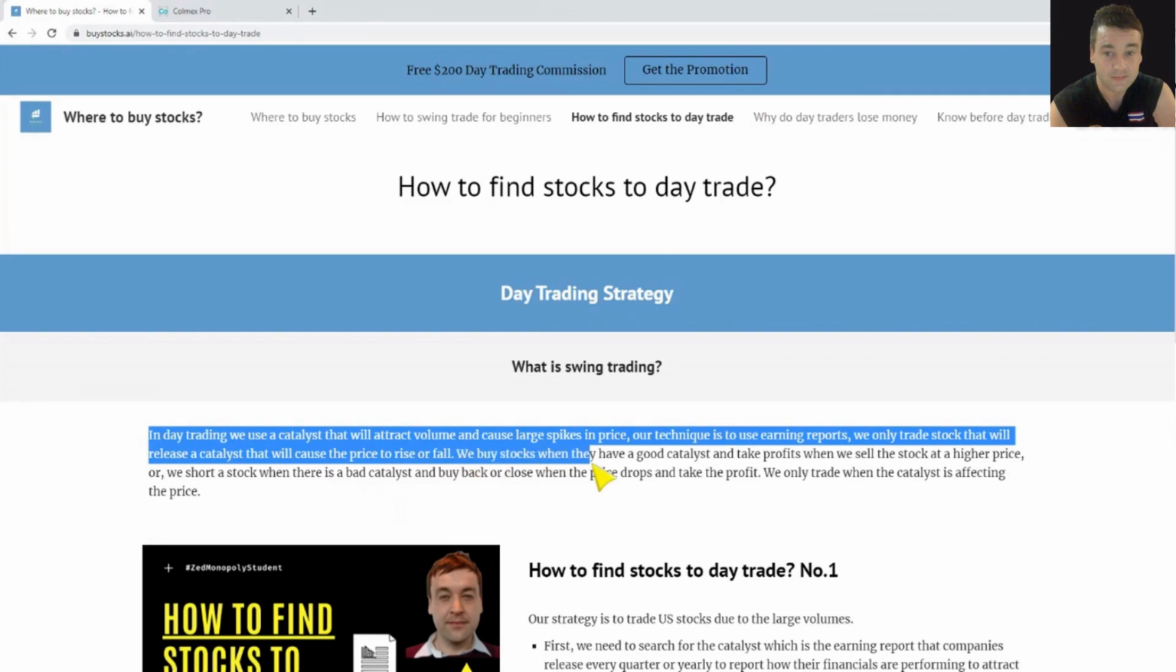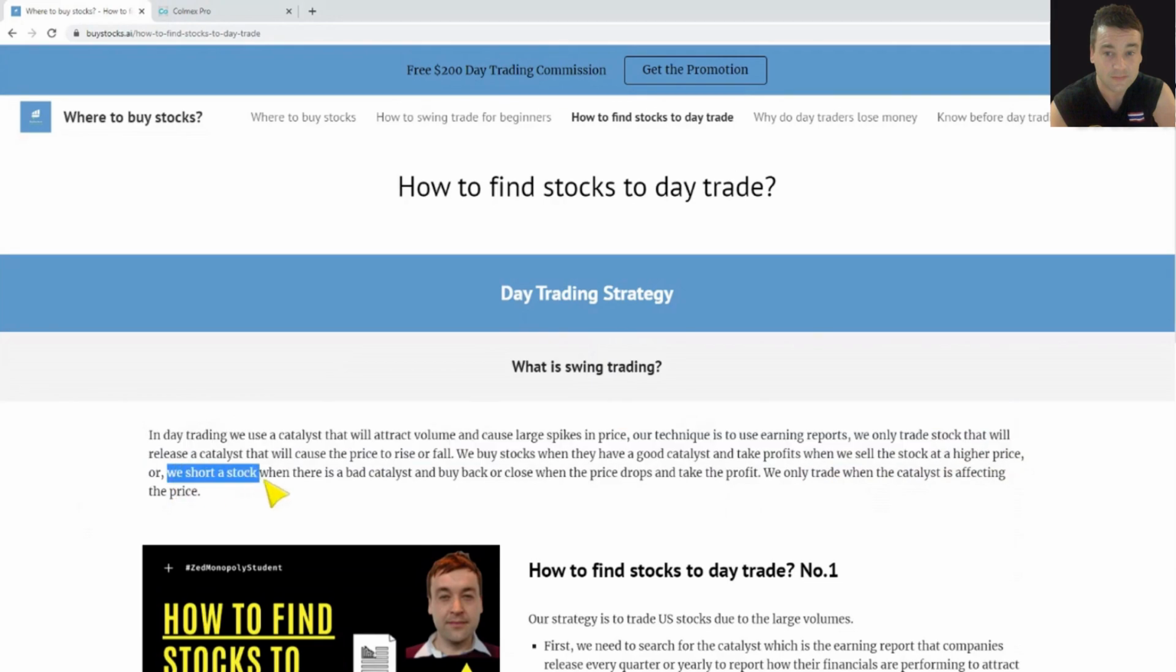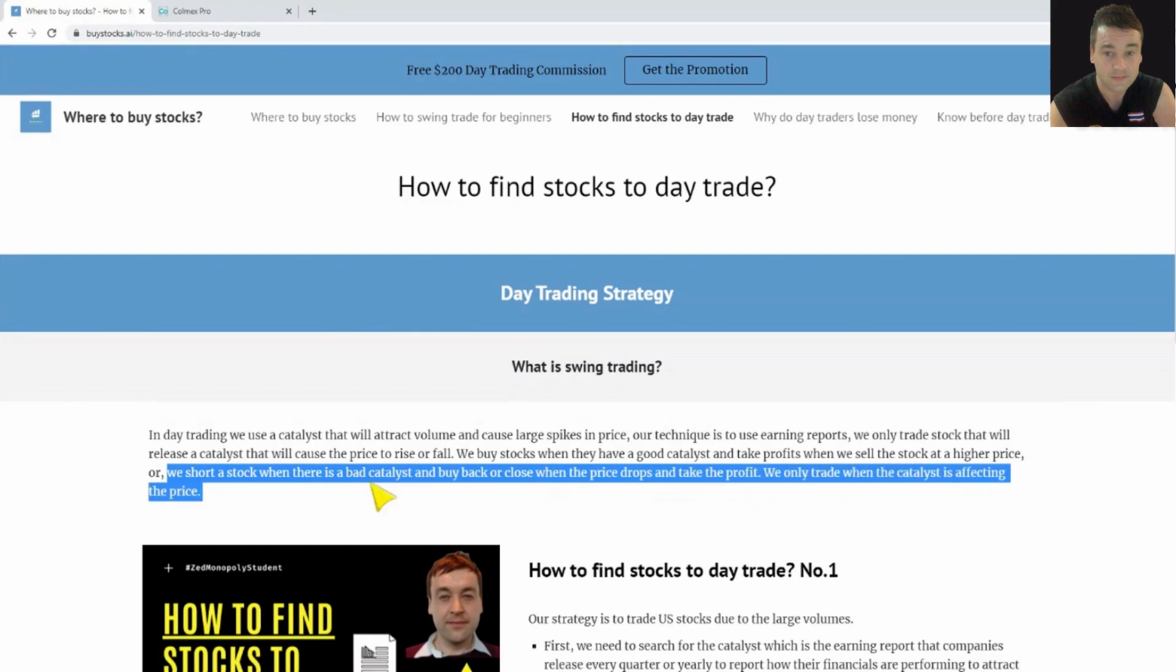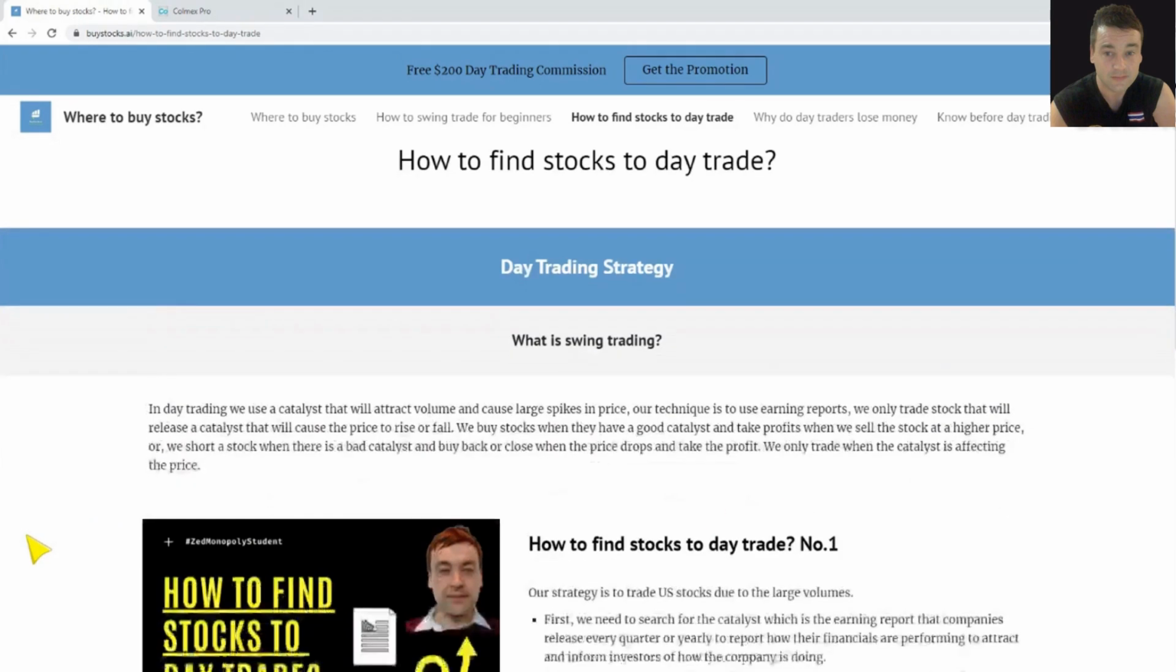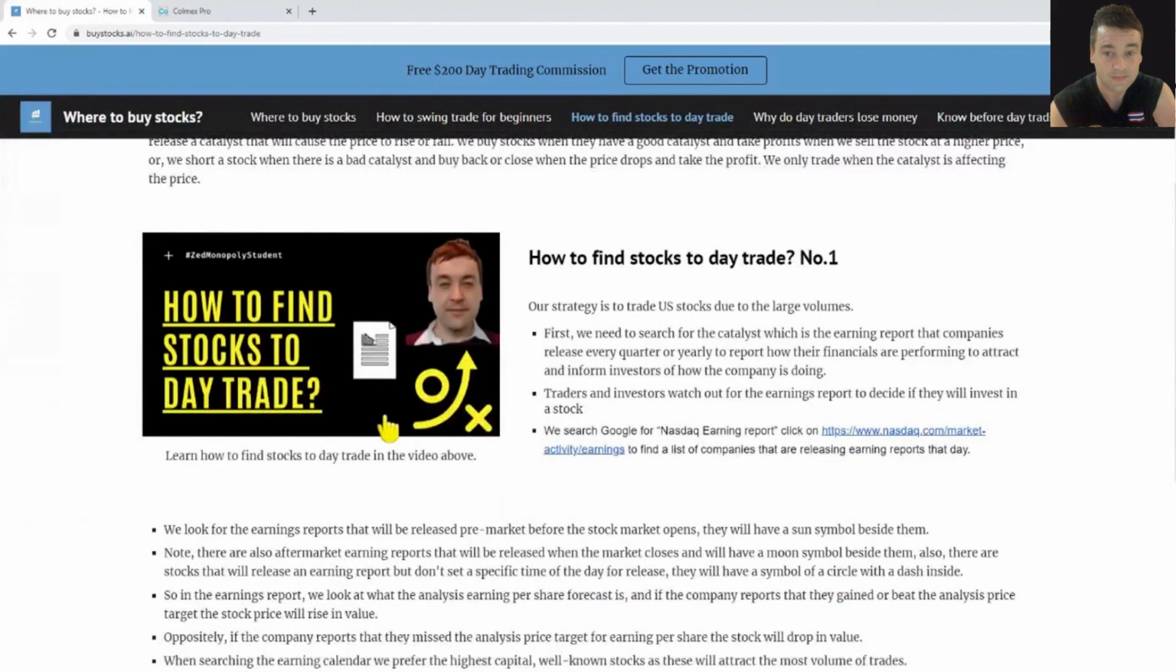We buy stocks when there is a good catalyst and take profits when we sell the stock at a higher price. Or we can short a stock when there is a bad catalyst or a bad earning report and buy back or close when the price drops and take the profit. And remember, we only trade when the catalyst is affecting the stock price, okay? Usually within the first hour of trading.